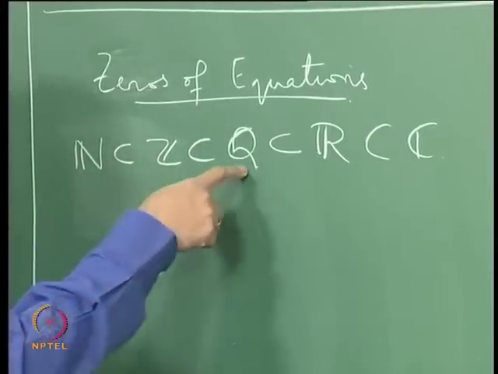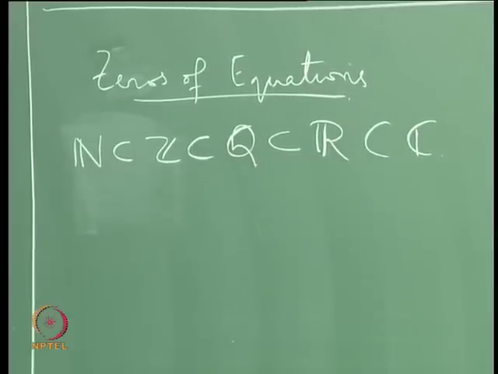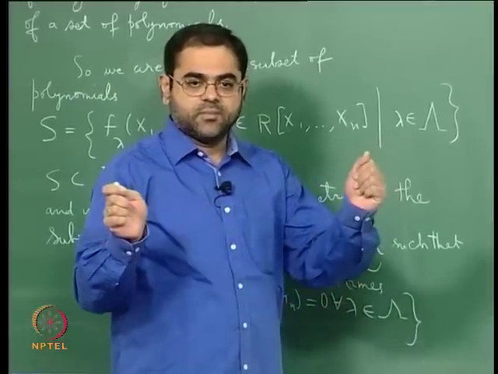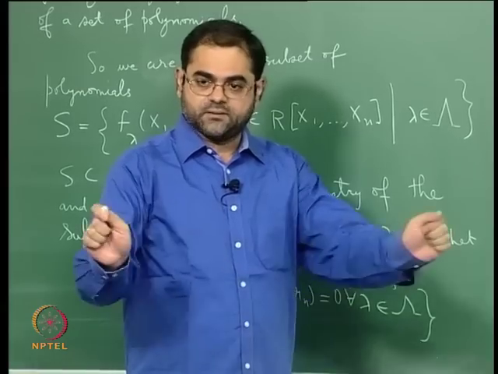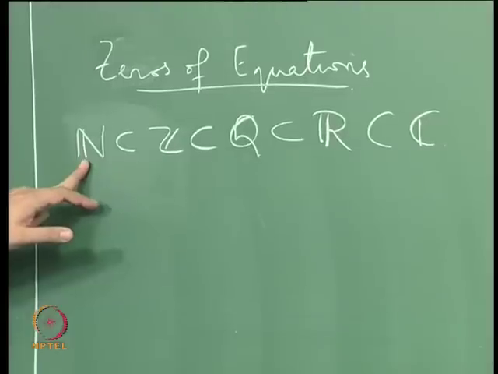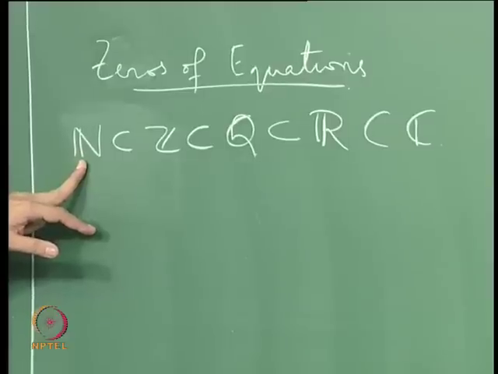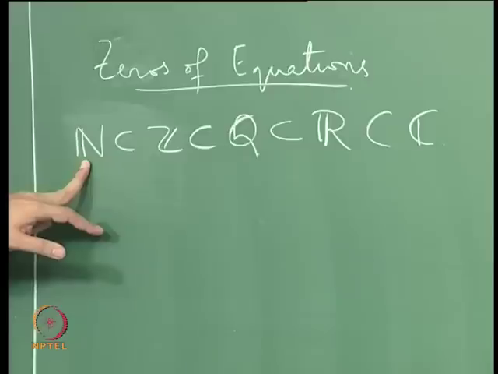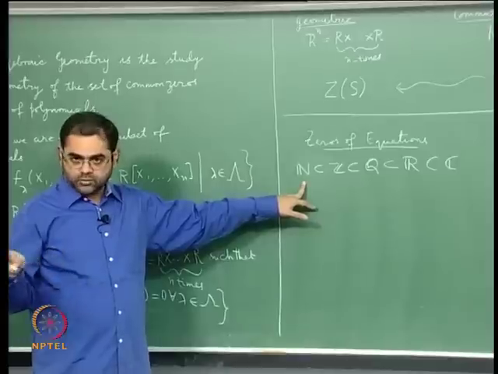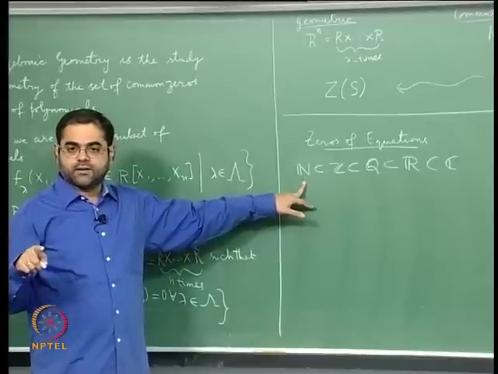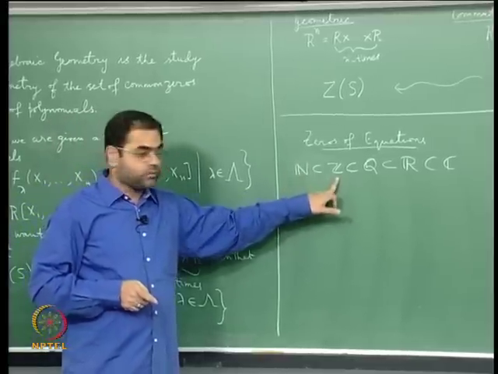Every time you have a bigger number system, it is essentially because you want to solve equations. Number systems become bigger and bigger because you have some equations for which you don't have solutions, so you have to make your set of numbers bigger. For example, the natural numbers, the counting numbers 1, 2, 3, 4, don't have 0. So an equation like x plus 1 equal to 1, which has the solution x equal to 0, will not have a solution here. And an equation like x plus 2 equal to 1, which has the solution x equal to minus 1, also doesn't have a solution here. So you are forced to go to integers.